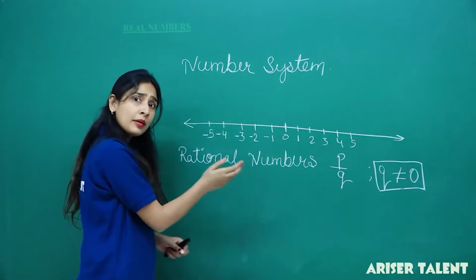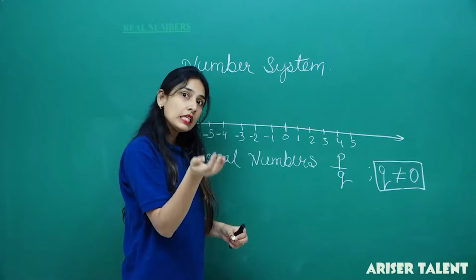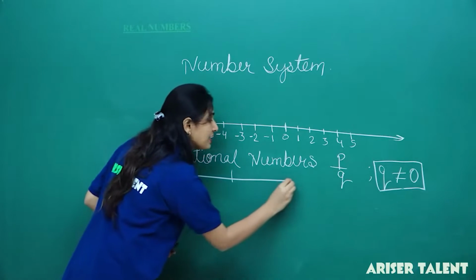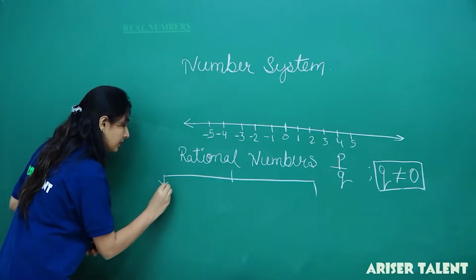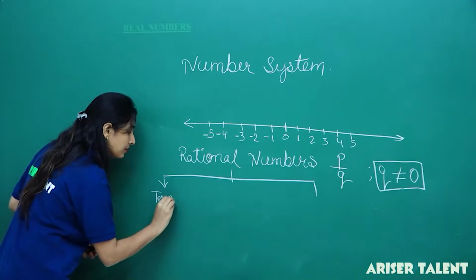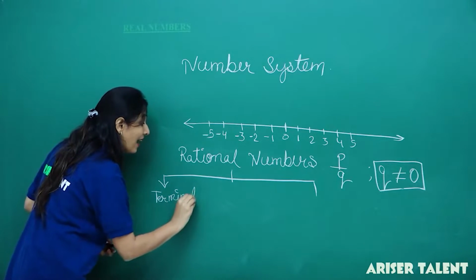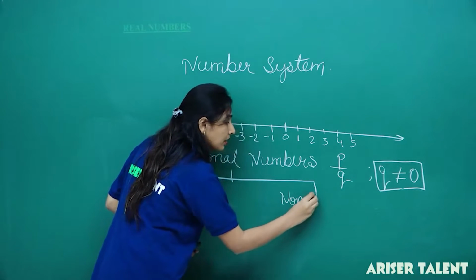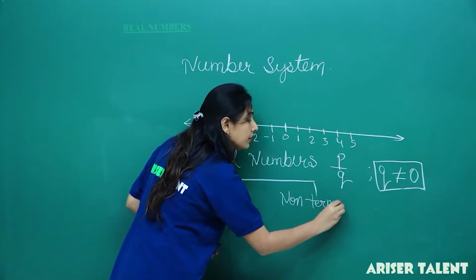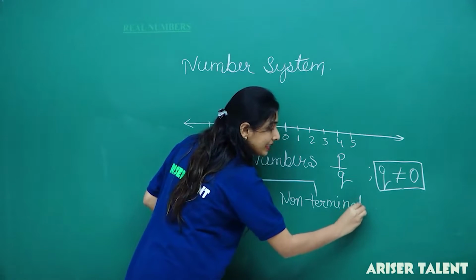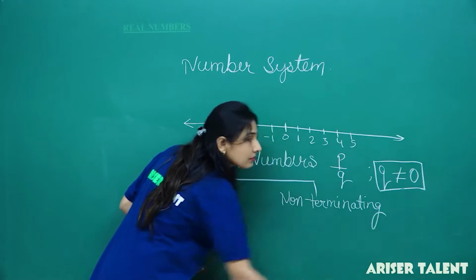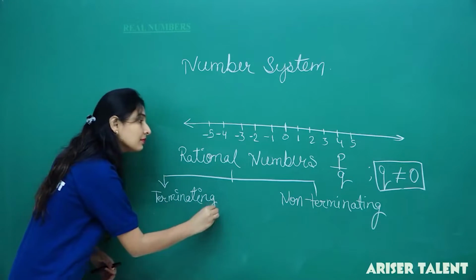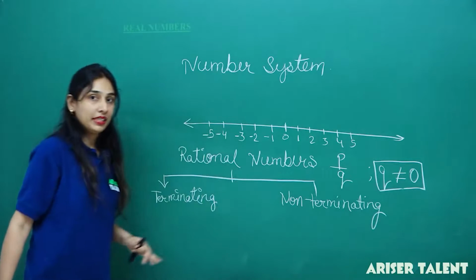Okay, these rational numbers also have some divisions here. Some rational numbers terminate while some rational numbers do not terminate. Terminating and non-terminating.